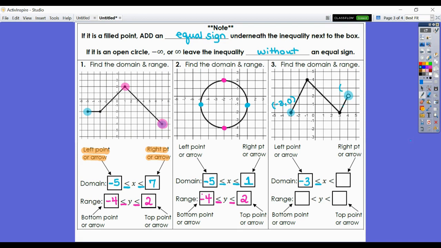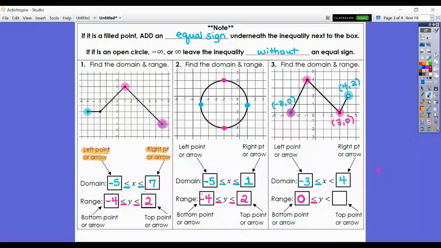And then on the right side, my point is at 4, 2, and I'm going to fill in the x value of that point at 4. Notice that I'm going to leave that one blank because it is an open circle. No equal sign underneath. It comes close but does not touch that point. We go ahead and look at the range. We're going bottom to top with range. The bottom point, I have two options, -3, 0 and 3, 0. But notice that they both have a y value of 0. So I select the y value, and because it's a filled circle, I put a line underneath.